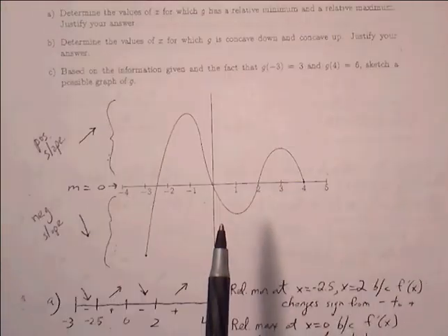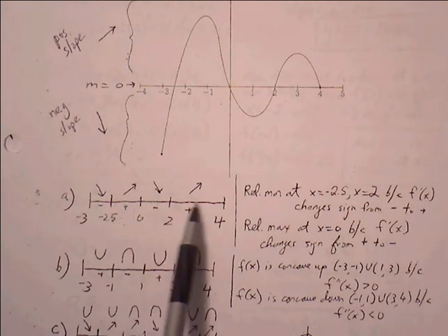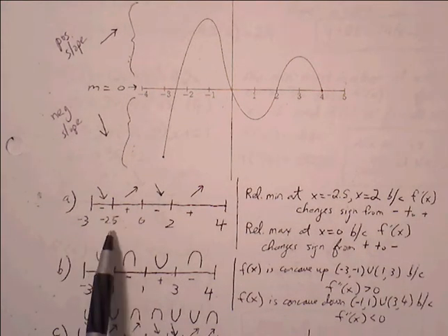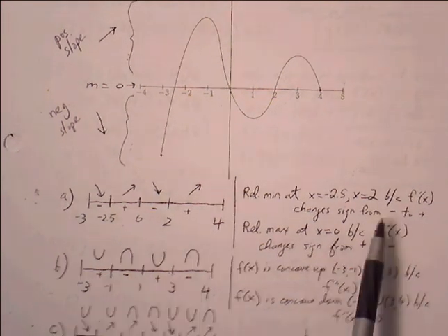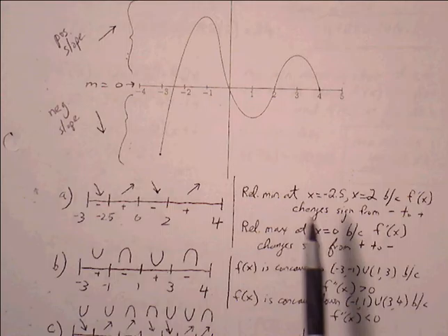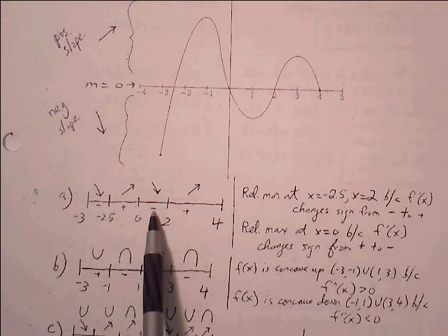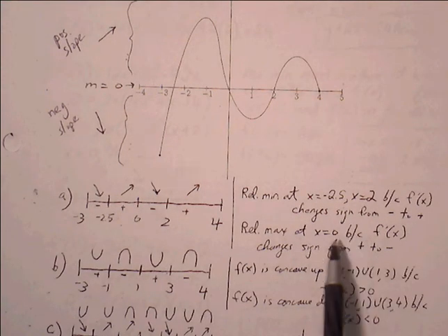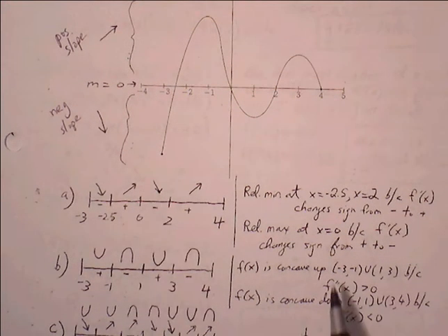So for part A, we can say the graph has a relative min and relative max at these places. Relative min at -2.5 and at 2, and relative max at 0. We also have to indicate justification here. Relative min at -2.5 and at 2, simply because f prime changes from negative to positive, from negative slope to positive slope. Relative max is at 0 because f prime changes from positive to negative.